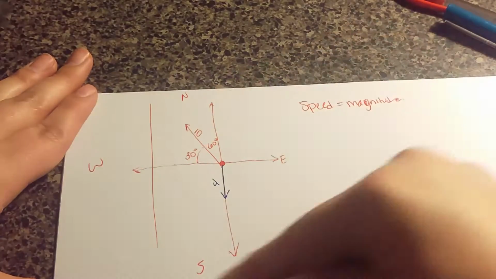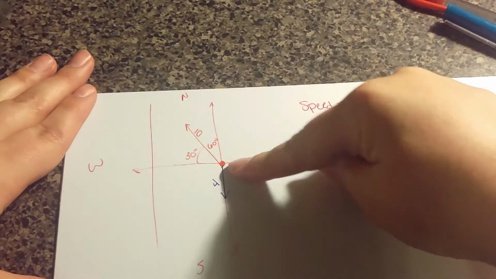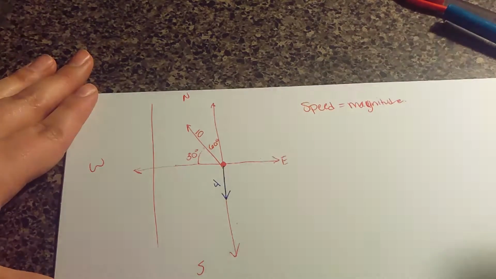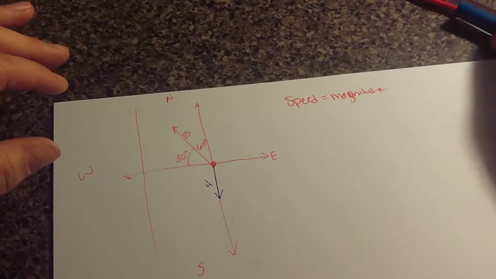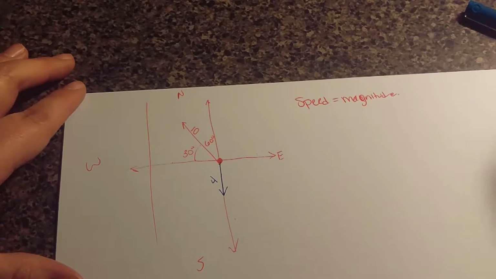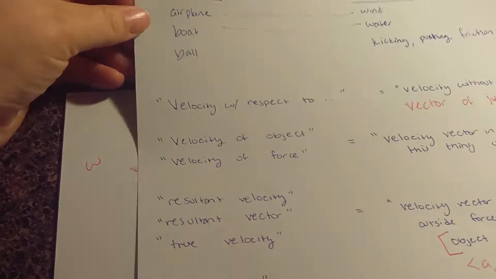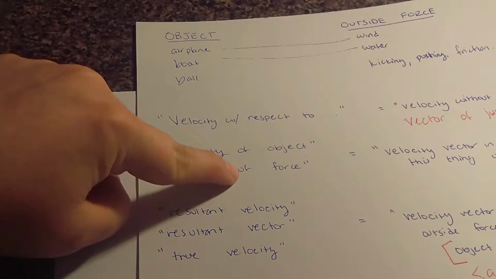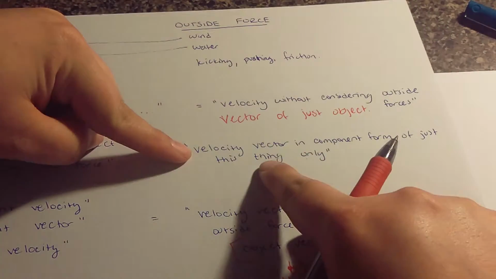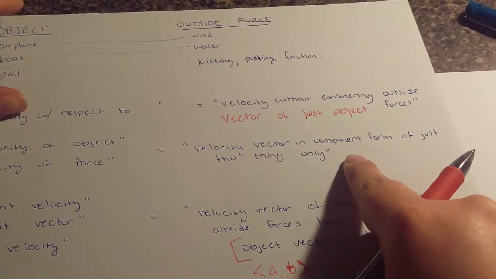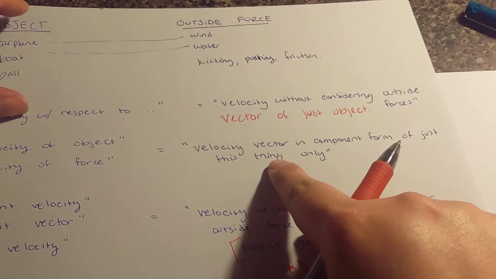Hopefully you can see where I got everything from, and hopefully I explained the bearing and why that's the center of our compass. Now let's talk about the questions and what they're asking for. So A, express the velocity of the water in vector form. If I look back at my little cheat sheet, express the velocity of a force means all they're looking for is the vector in component form for just that force only.